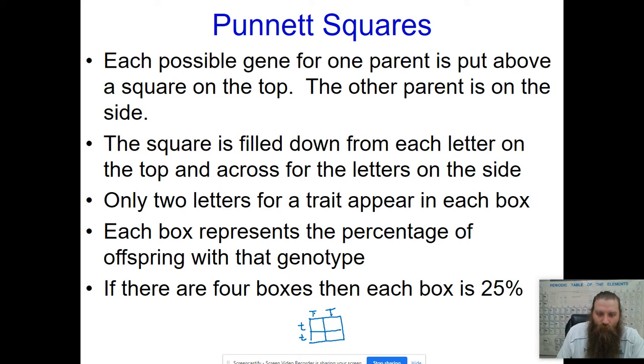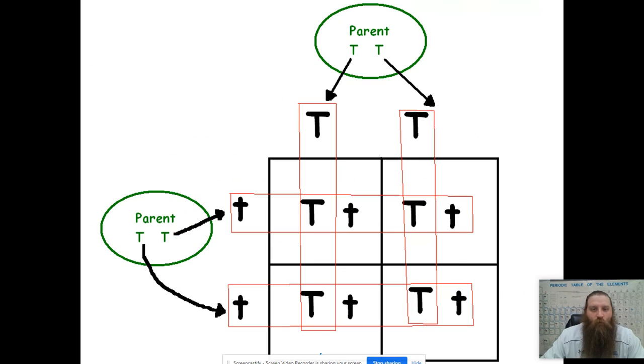So this big T here on the left goes down, down, and the little t goes in, little t goes in, little t, big T, big T. All right? So there we go. Each box is worth 25% of the offspring because you have 4 boxes, right? So 1 out of 4 is 25%. So this is the Punnett square that we get, all right?